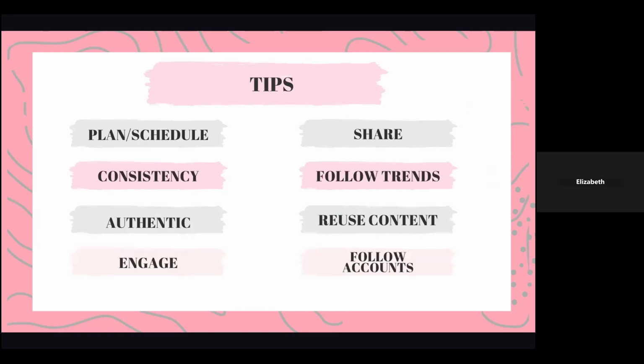So tips for posting are planning and scheduling, staying consistent, and being authentic and yourself, because that's what people engage with. Make sure you're engaging with people who are commenting and messaging you. The perk of engagement on comments is that the more comments you get, the more it shows Instagram that your content is of interest to people, and it'll continue to push that out.